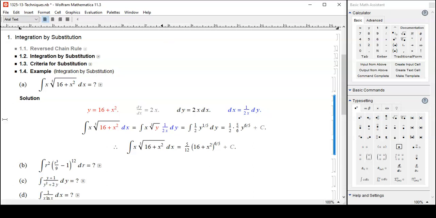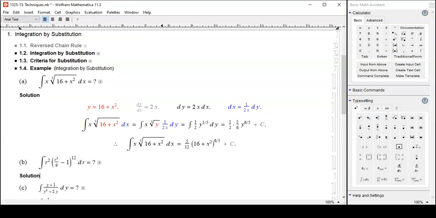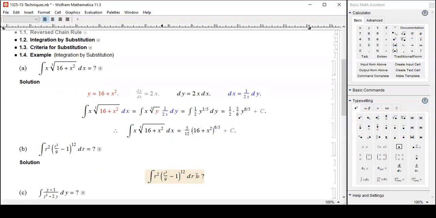Let's do this one more time. Now I have another problem down here. And then we have to do this problem. And then here, please note that we have inside like this. And then dr to work out.